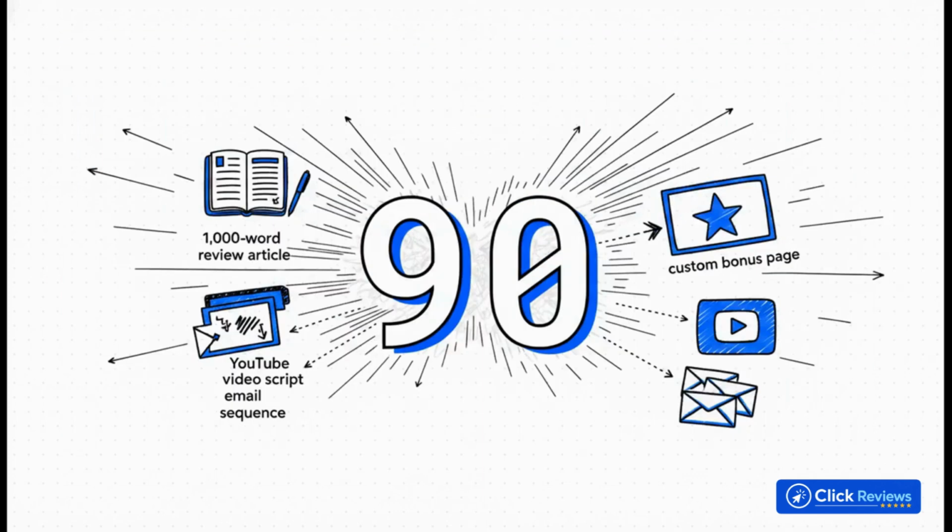For the affiliates, the core claim is all about speed. I mean, the source material states it takes just 90 seconds to generate a massive amount of content. We're talking about a 1,000-word review article, a custom bonus page, a YouTube video script, and a 5-part email sequence, all dumped out in perfectly clean Markdown. The entire pitch is just about beating the competition on launch day by churning out marketing assets faster than humanly possible.